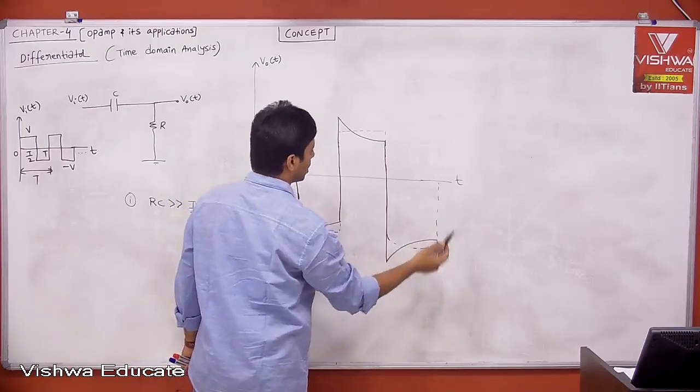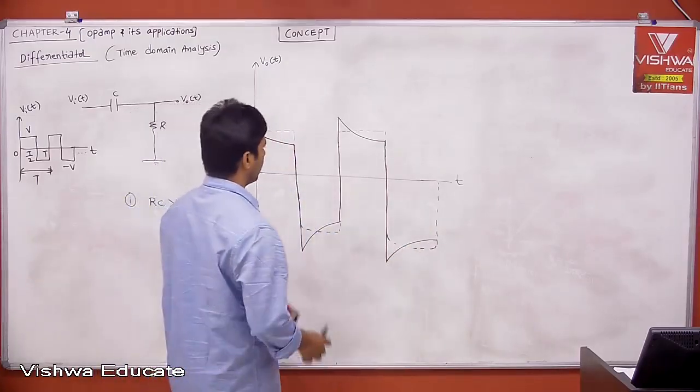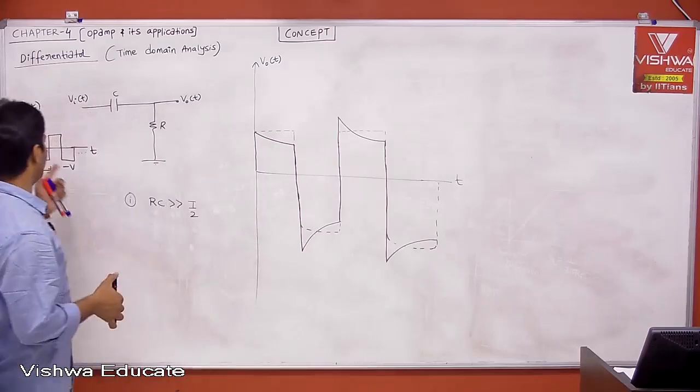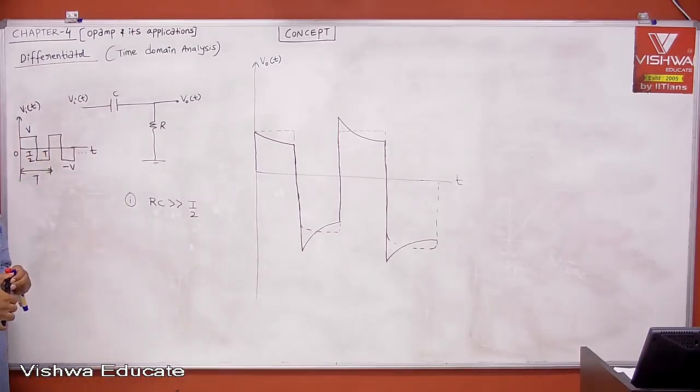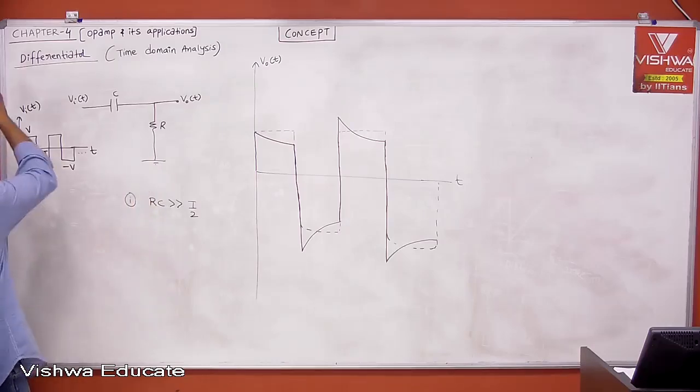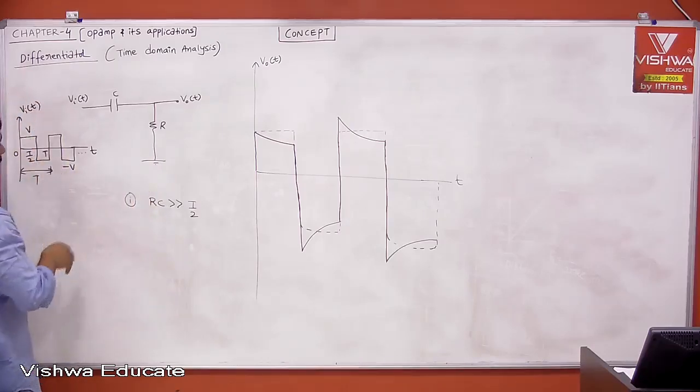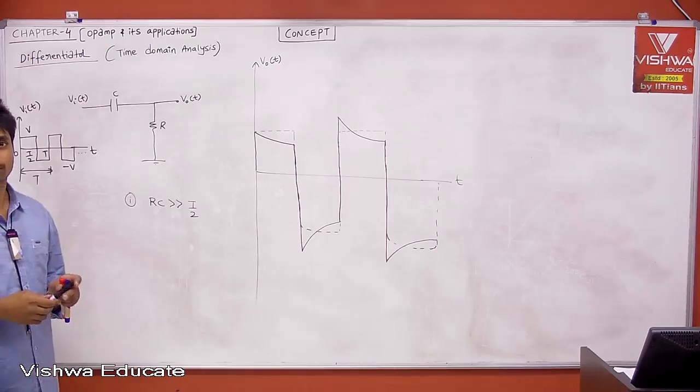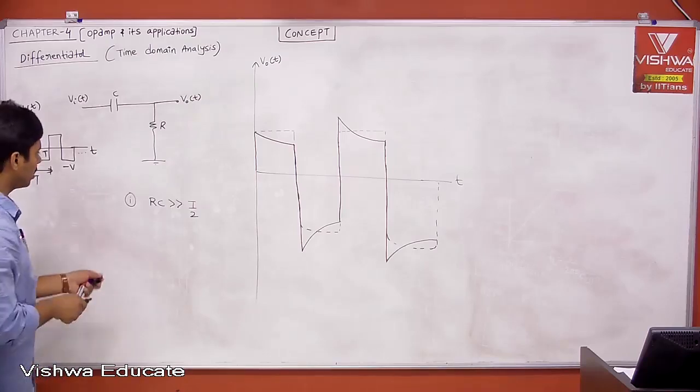And this is what we are going to get continuously. Tell me, what is differentiation of a square wave? Differentiation of a square wave is nothing but impulses: positive impulse, negative impulse, positive impulse, negative impulse. Is it an impulse here? No. Right?